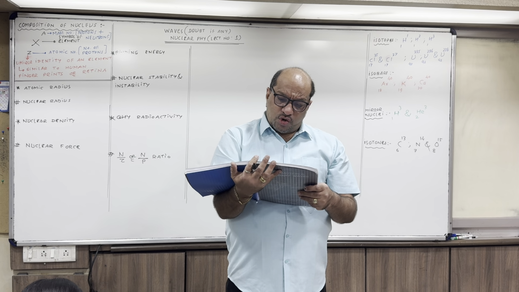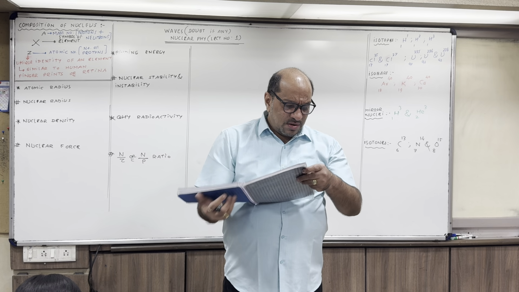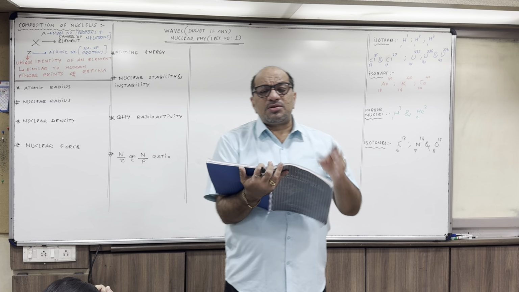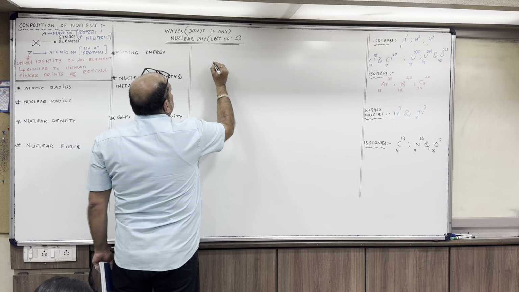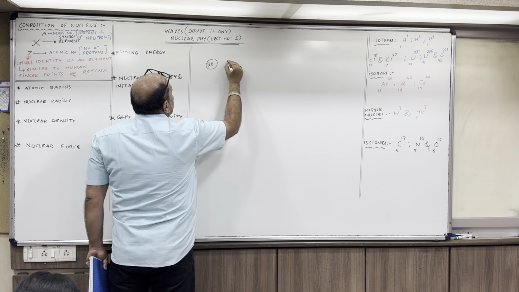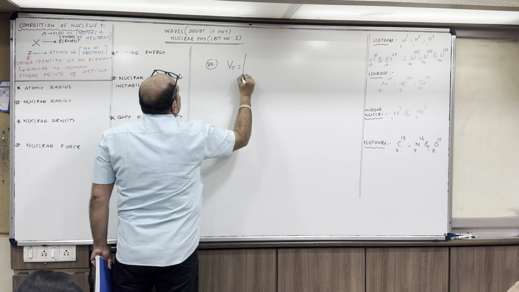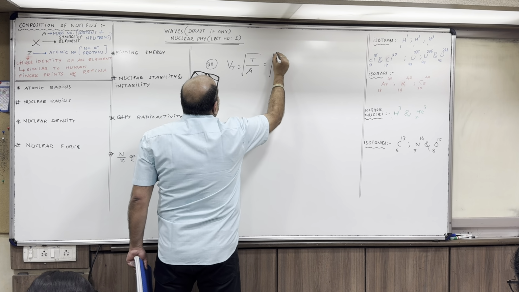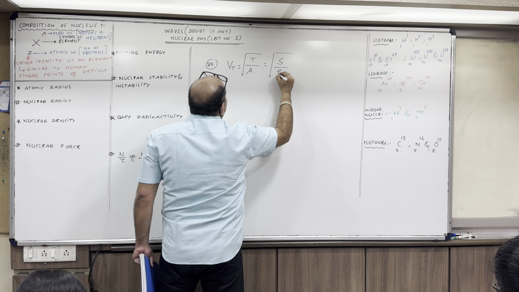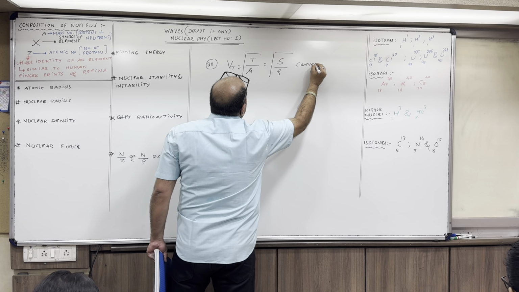Question number 30, super duper important. Super duper important is a combination of 3 chapters. ध्यान से देखो बेटा, question number 30. Velocity of a transverse wave is given by under root T by mu, and it is also under root S by rho. Chapter waves.